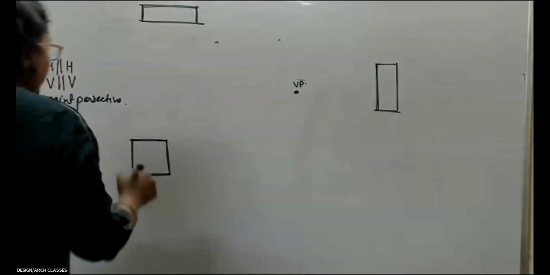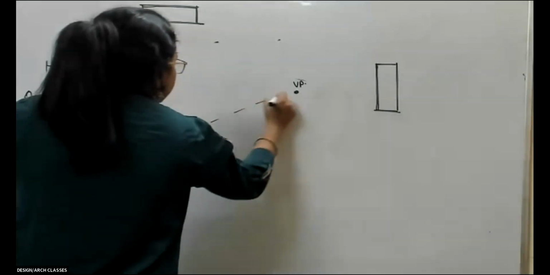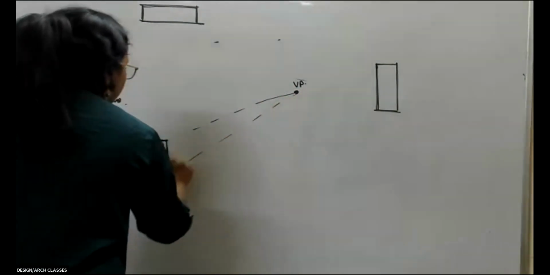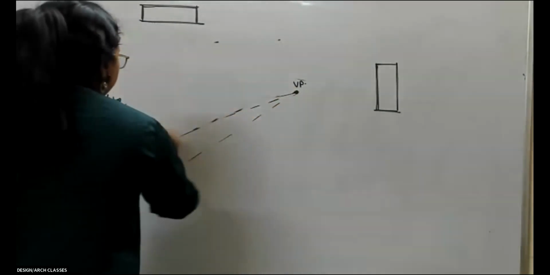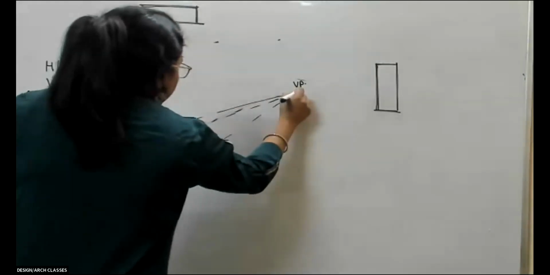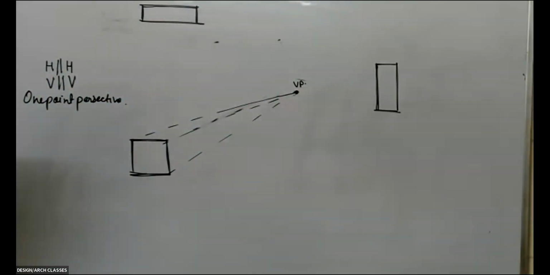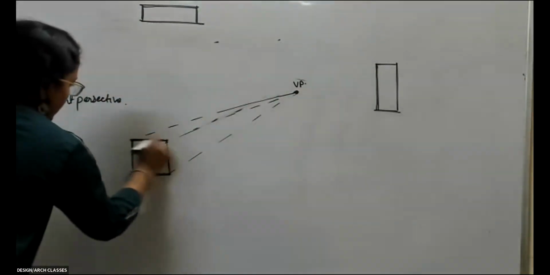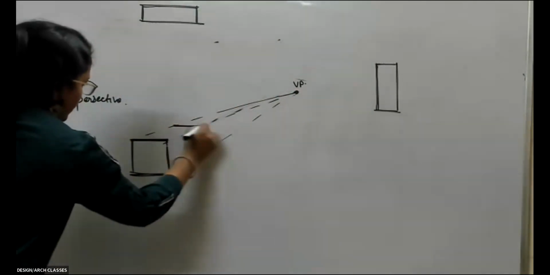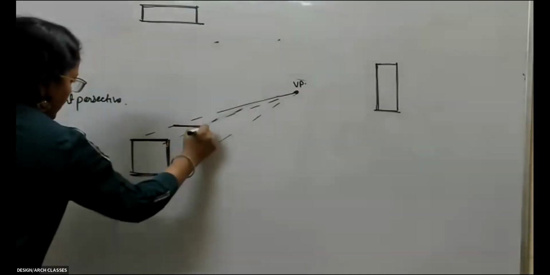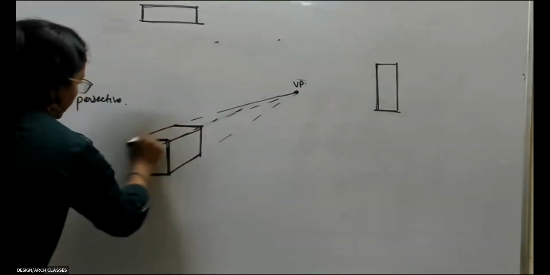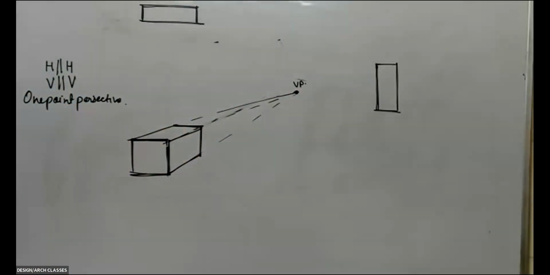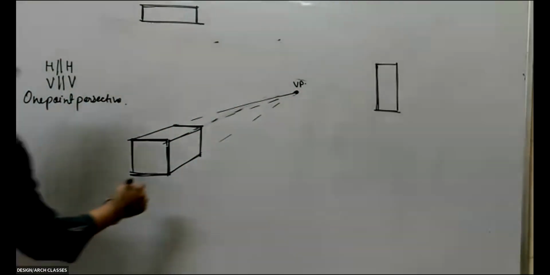Okay, now what will we do? I'm going to join them with the vanishing points. This is horizontal, I'll take horizontal. This is vertical, I'll take vertical. I have joined them. What did I get?